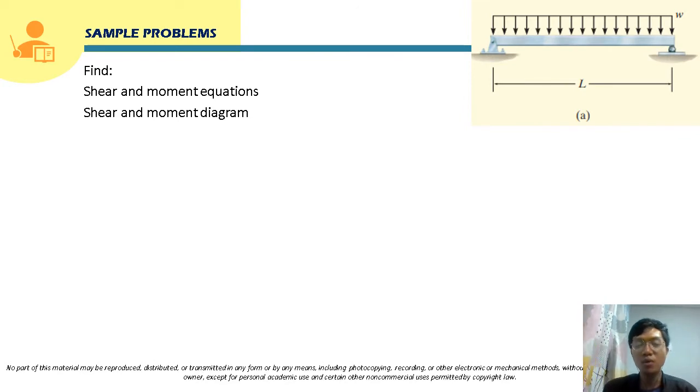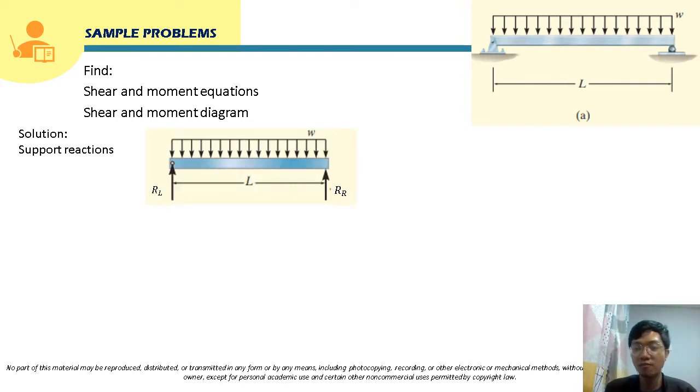Okay, so for this problem class, to establish the shear and moment equations and draw the shear and moment diagram, our first step is to compute the support reactions. To do so, we have to draw the free body diagram of the entire beam. So for this beam, this will be the free body diagram.